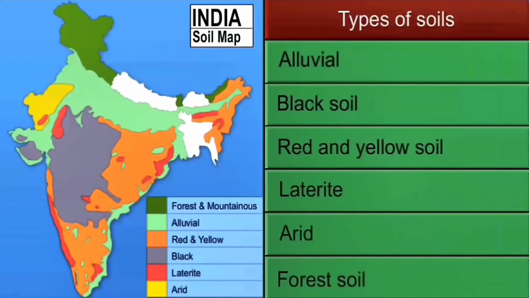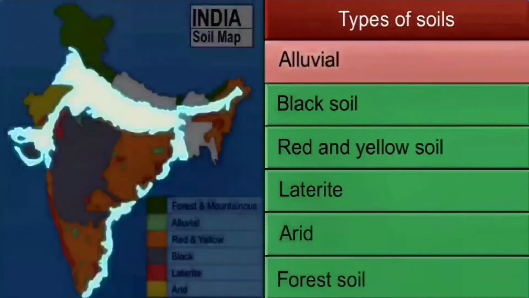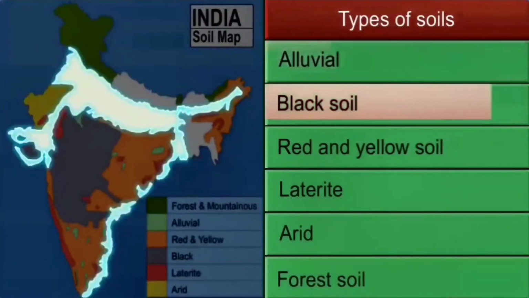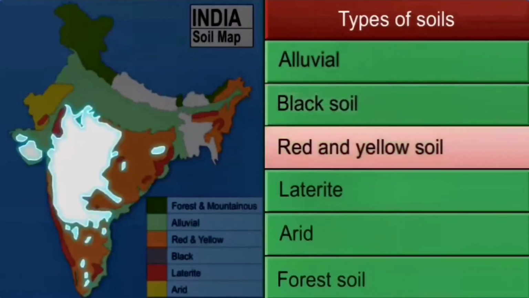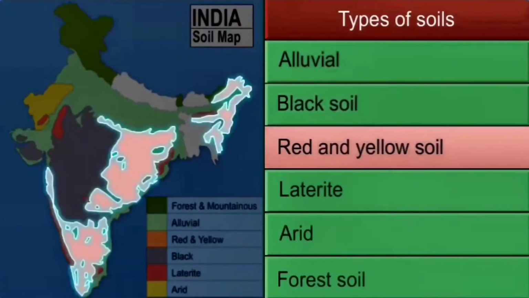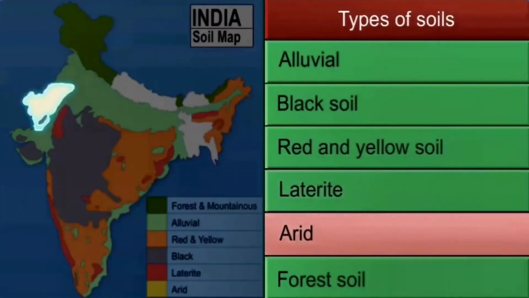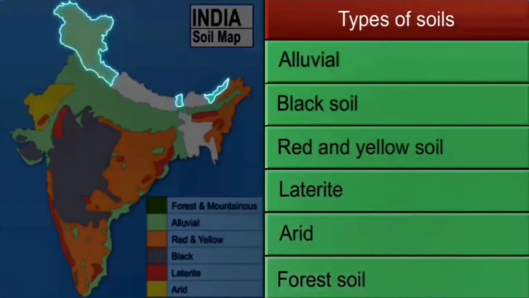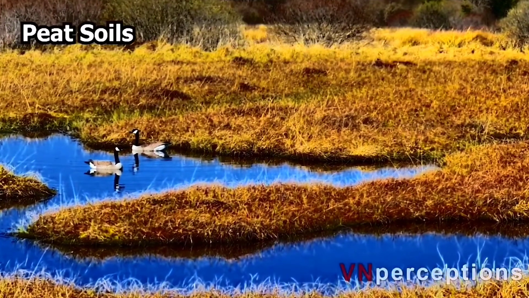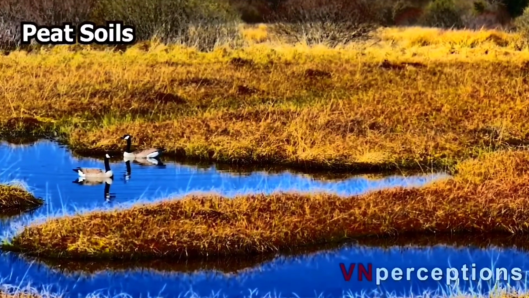Soils in India can be classified as alluvial, black soil, red and yellow soil, laterite, arid or desert soil, forest or mountain soil, and finally peat soil, that is peaty soil.